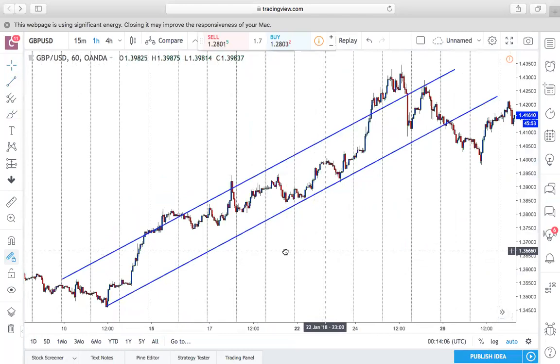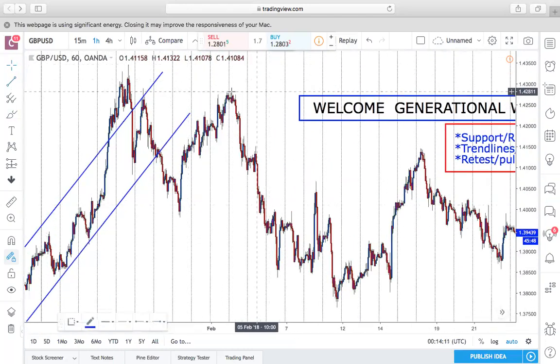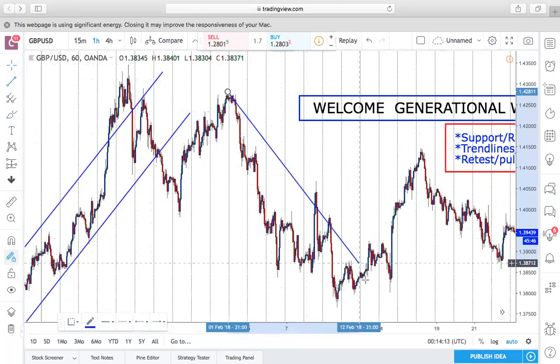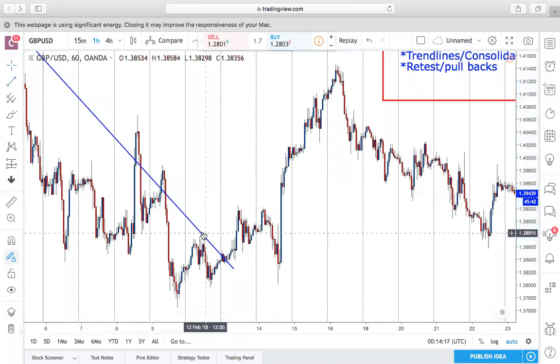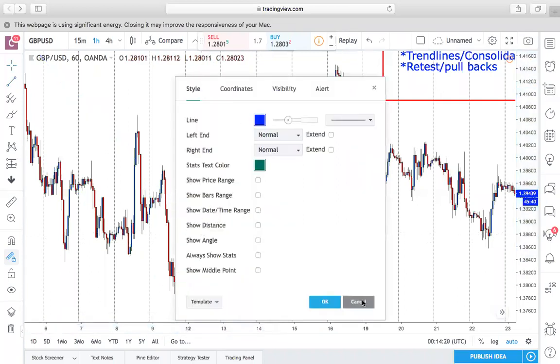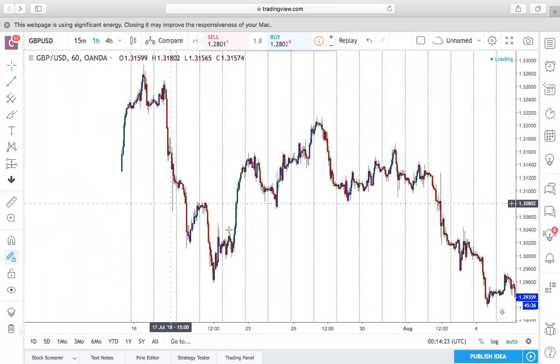It doesn't get any simpler than that. And the same thing applies for these trend lines. The market does not know that these trend lines that we're drawing actually exist. So you have to always keep that in mind anytime you're drawing trend lines.